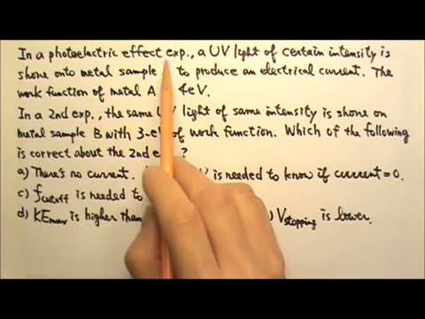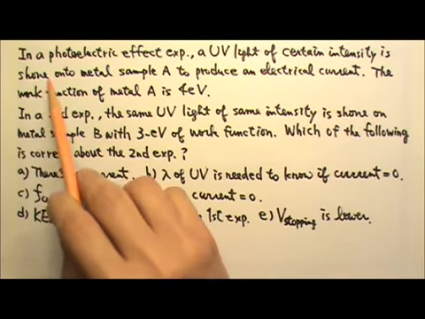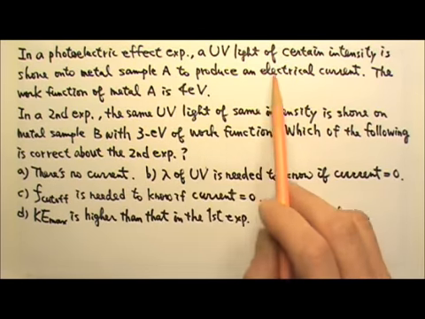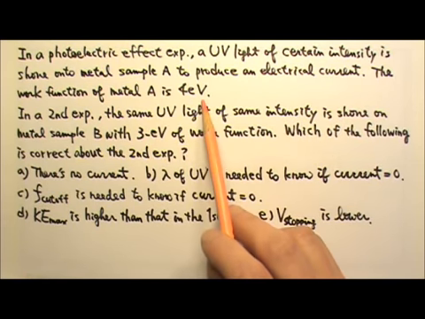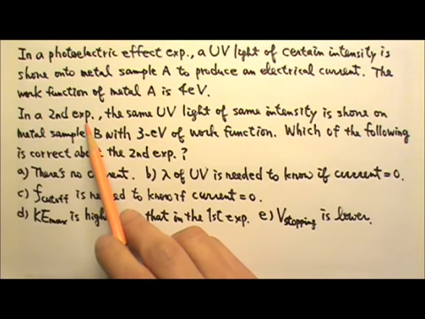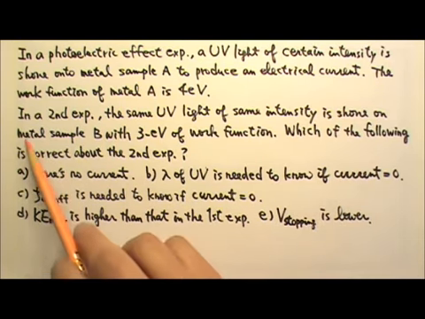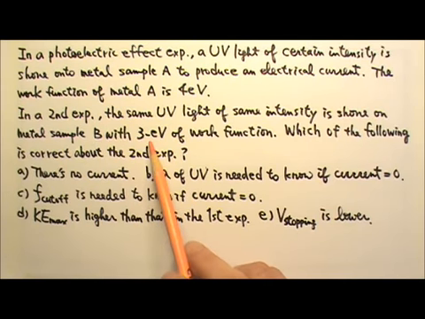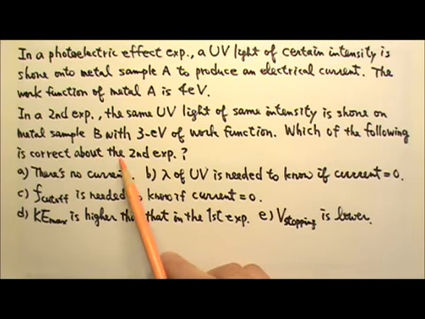In a photoelectric effect experiment, a UV light of certain intensity is shone onto metal sample A to produce an electric current. The work function of metal A is 4 eV. In a second experiment, the same UV light of the same intensity is shone on metal sample B with 3 eV of work function. Which of the following is correct about the second experiment?